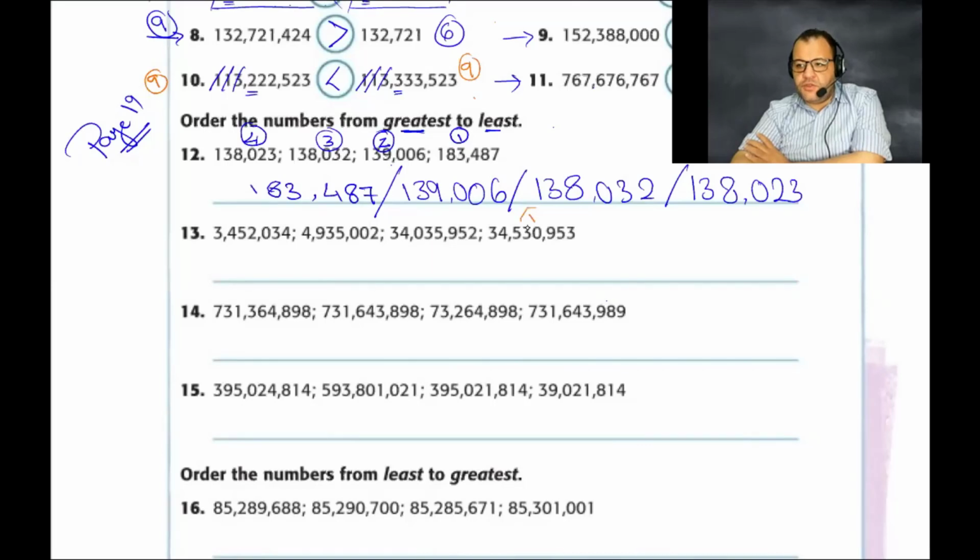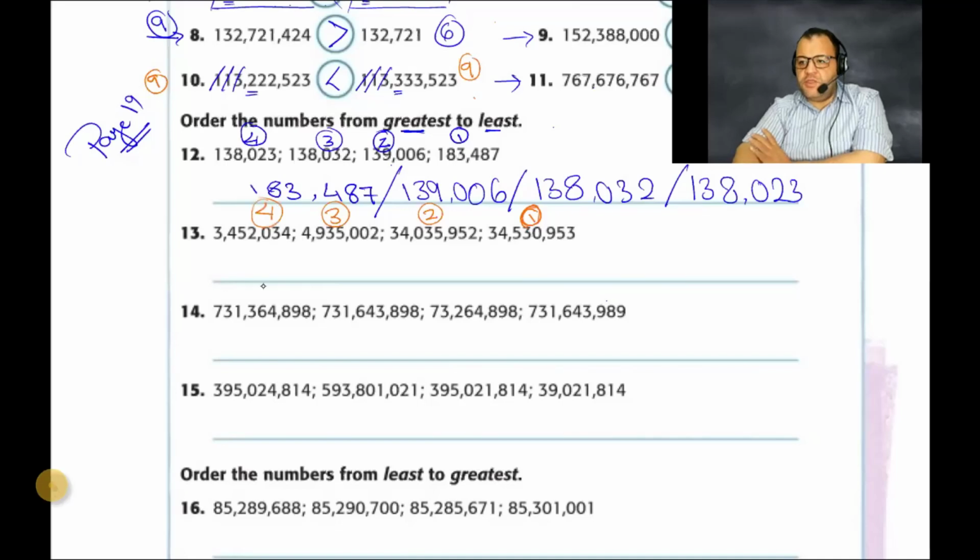Number two. What would be the number two? 34 million. Yes. 35,952. So 34,035,952. The next one would be 4,935,002. Okay. The last one would be 3,452,034. So we can write the numbers. You can solve with me, please.